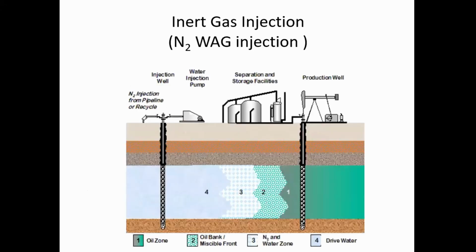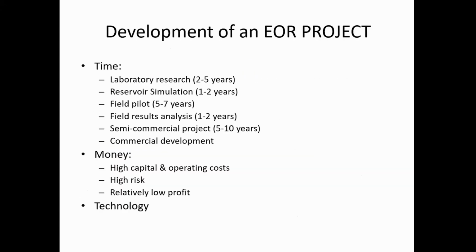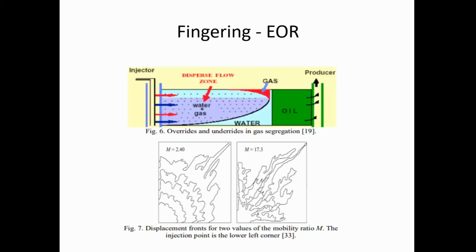Nitrogen also could be useful. I'm moving very fast now because of the time. These are some of the problems. Fingering is a problem. Remember I mentioned mobility ratio. The mobility ratio, the smaller the better. So M here is 2.4 and the M here is 17. So 17, a high mobility ratio, I have an early breakthrough, a poor recovery. But better recovery if M is small. If you make M equal to 1, it would be wonderful.